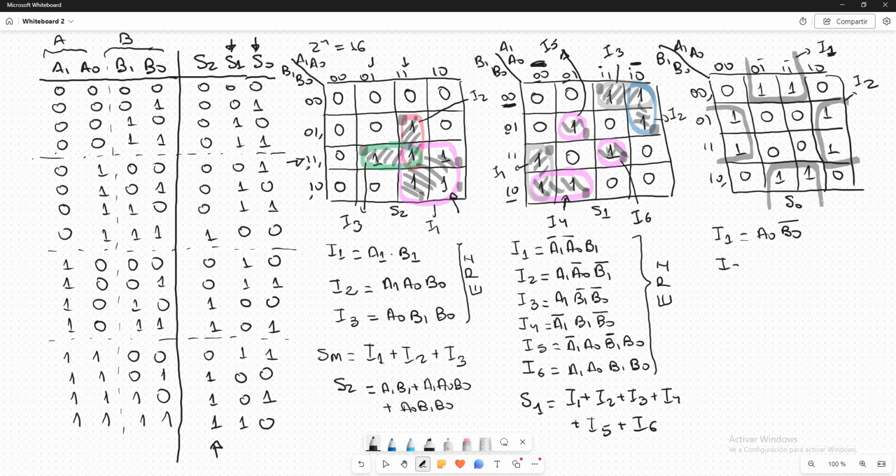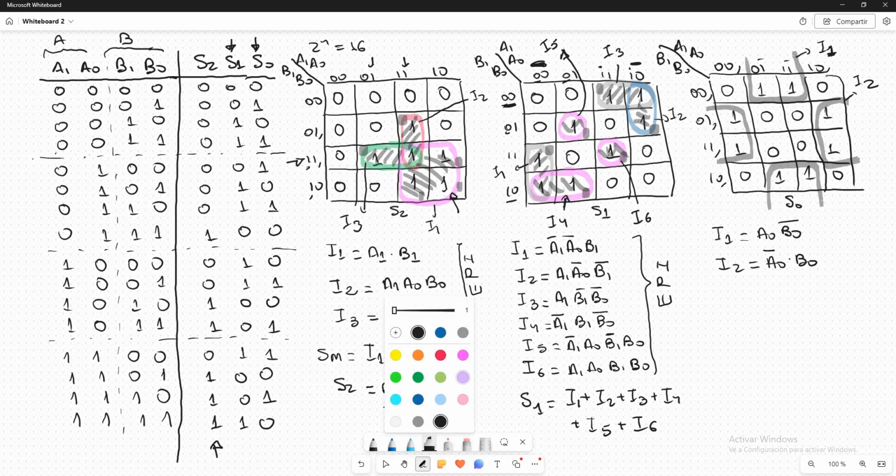and implicand 2 is A0 negated multiplied by B0 not negated. Remember, we are looking for the variables that remain constant across all the implicants. Okay, so again, all of them are prime implicants because all of them are covering a distinguished shell. Remember that a distinguished shell is a cell that is covered only by one prime implicant.